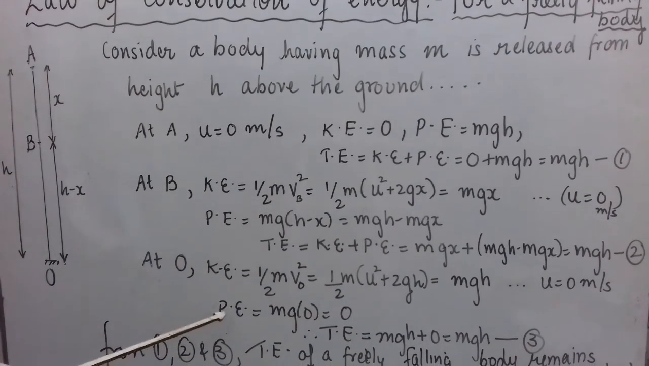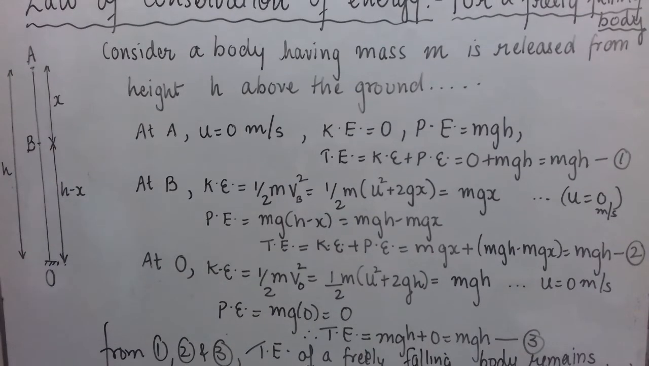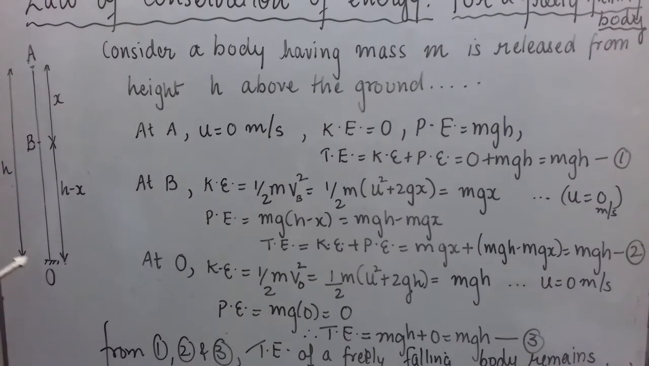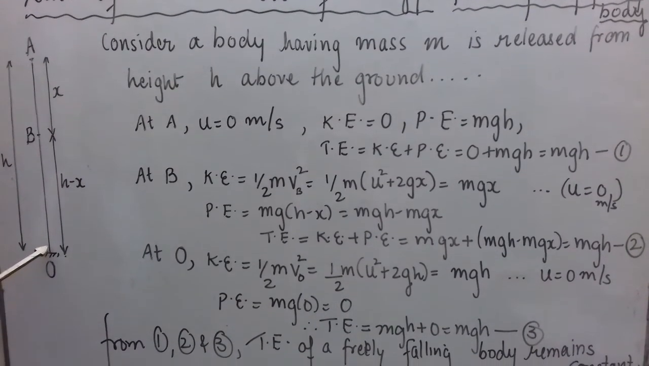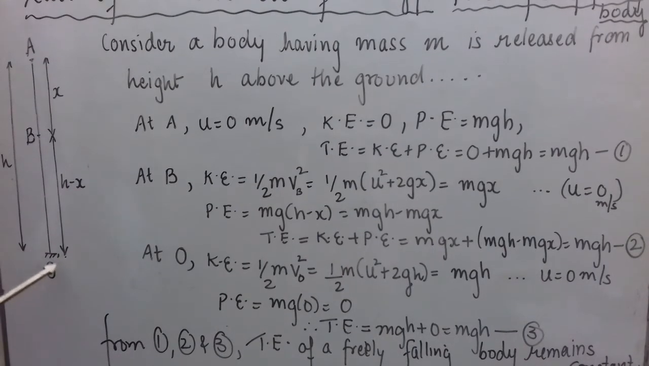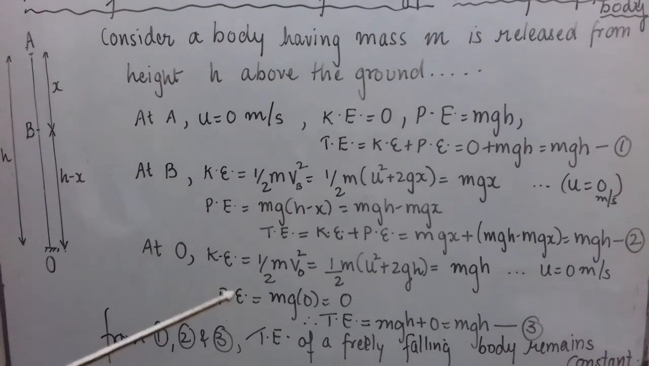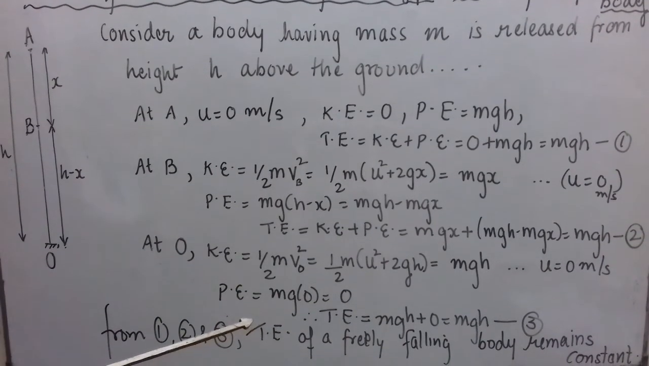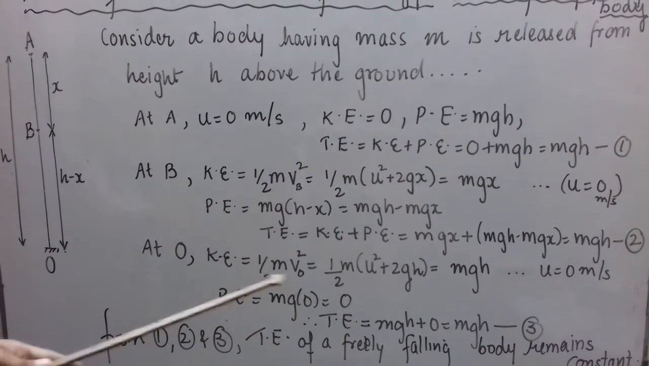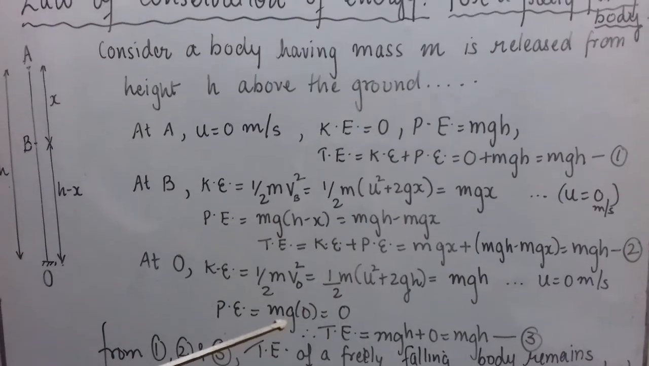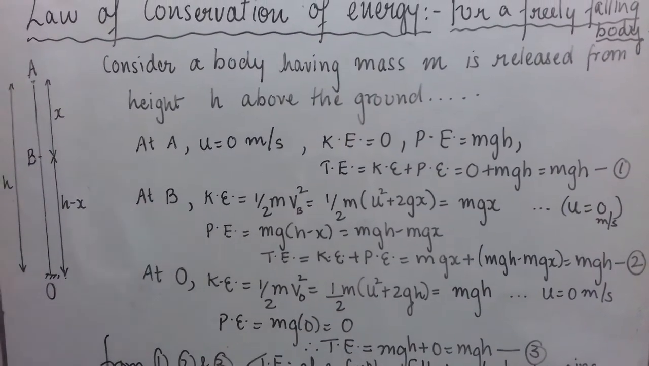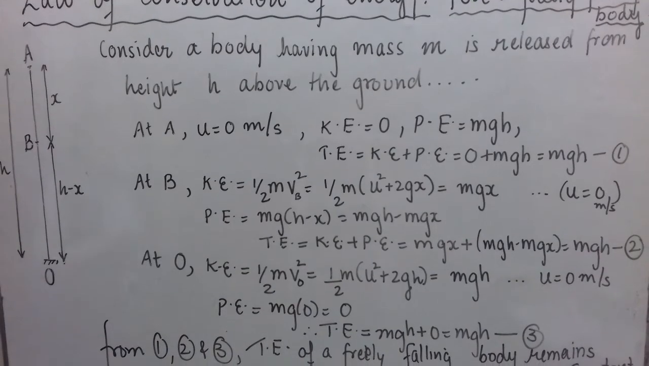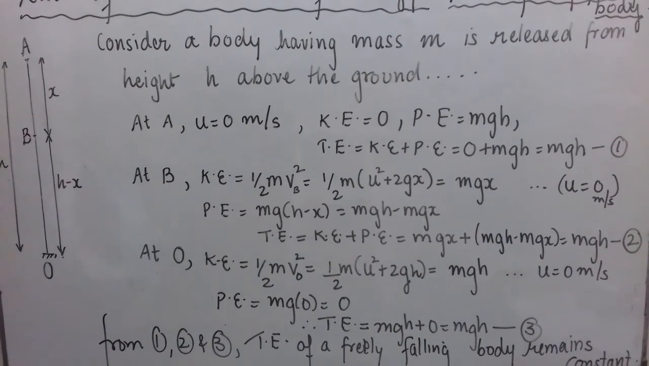What will be the potential energy here? m into g into its height above the ground. As O lies close to the ground, the height can be taken as 0. So potential energy will be m into g into 0, which is 0. What will be the total energy? Kinetic plus potential, that is mgh plus 0, that is mgh. Number it as 3.